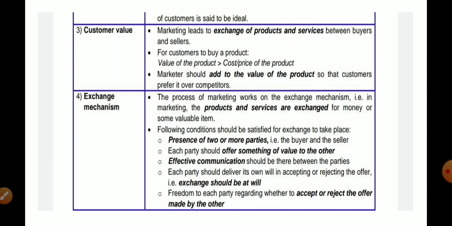Exchange mechanism. This time, the product and services are exchanged for money or some valuable items. There are two parties present, the buyer and seller. They offer something to each other. Effective communication is done between the two parties. Then the exchange will be possible, and each one offers the goods or services or money, and each one has the right to reject or accept the offer.